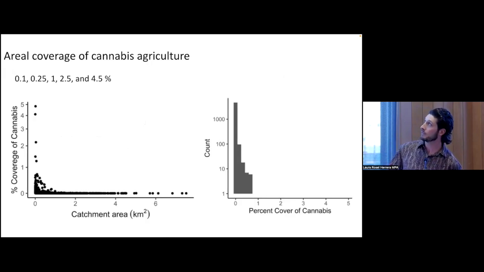Aerial coverage of cannabis obviously varies drastically across the state of California. We looked in Mendocino and Humboldt County in particular, and we picked 5 different levels: 0.1, 0.25, 1, 2.5, and 4.5% cannabis agriculture by area on the landscape. And really 1, 2.5, and 4.5 are very high values. They might not seem very high, but those are really high values of aerial coverage of cannabis. Just keep that in mind as we're going through some of the results.